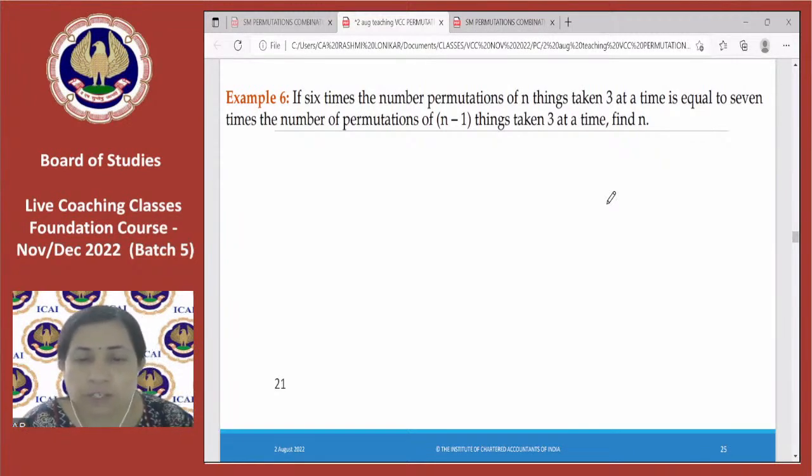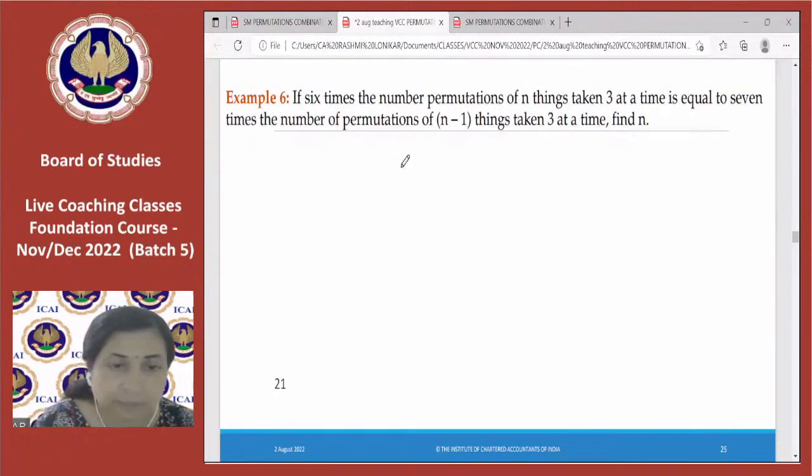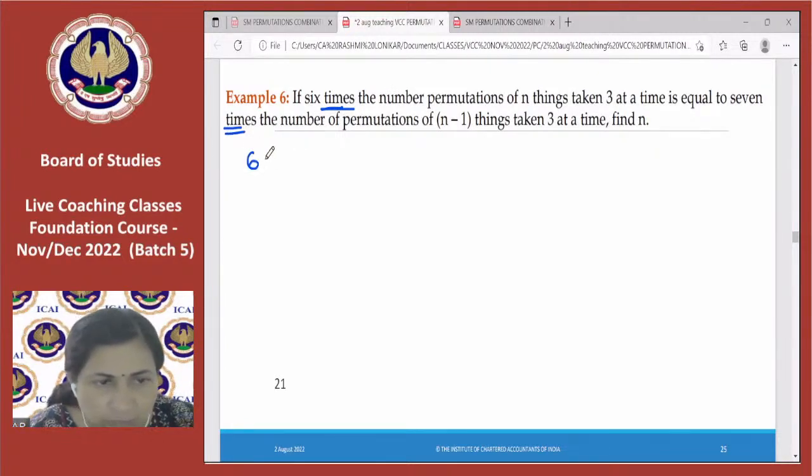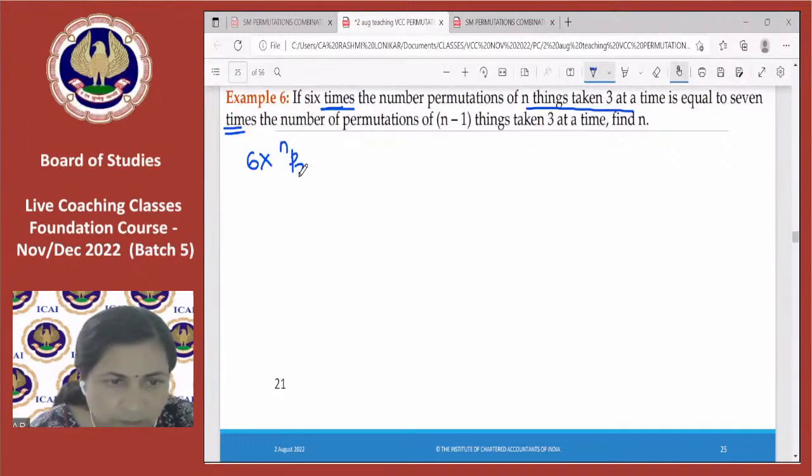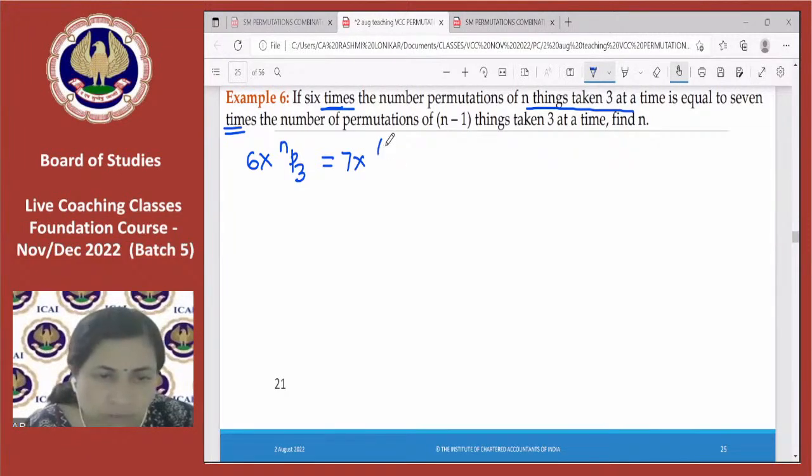If 6 times the number of permutations of n things taken 3 at a time is equal to 7 times the number of permutations of n minus 1 things taken 3 at a time, find n. The word "times" is very important. 6 times means 6 into the number of permutations of n things taken 3 at a time, so nP3, is equal to 7 times the number of permutations of n minus 1 things taken 3 at a time.